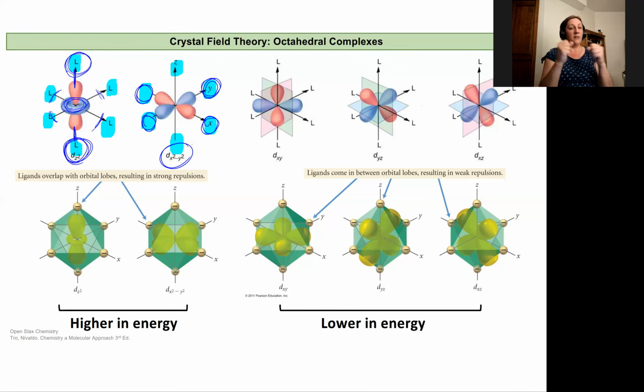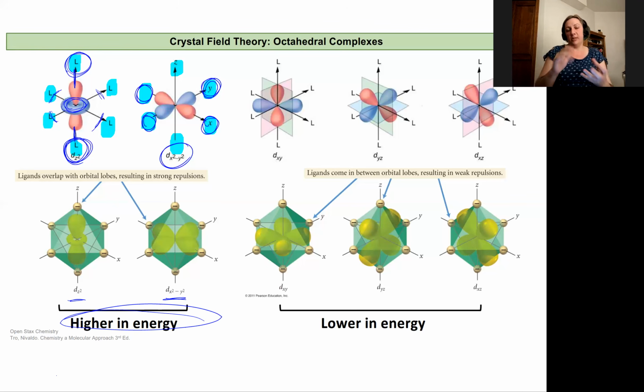And so if they're opposite charges, it's an attraction. And so it's stabilizing and decreasing the energy. And if they're the same charges, they're repelling. And so it's an increase. And so we'll see that the dz squared and the dx squared minus y squared will be higher in energy than we would predict.